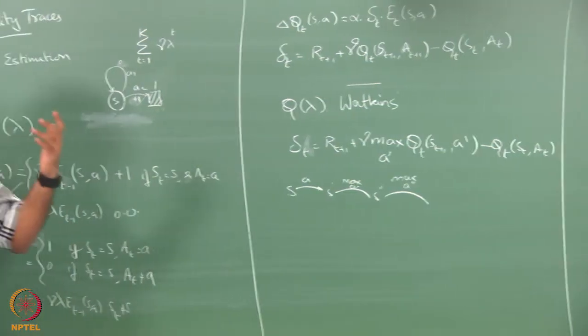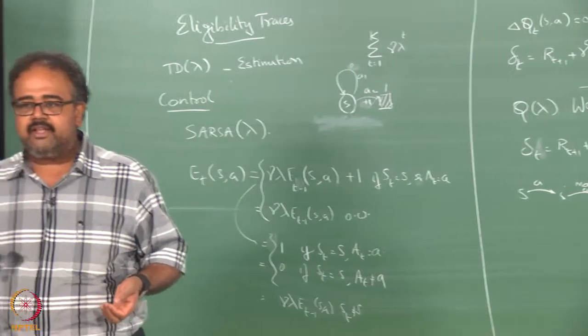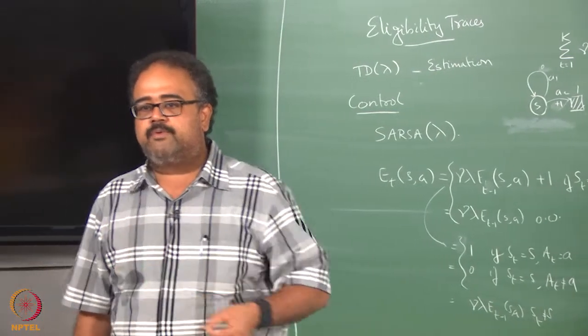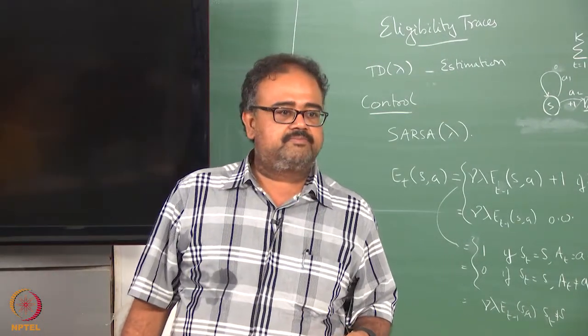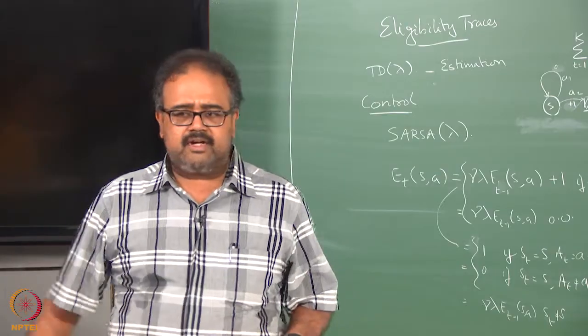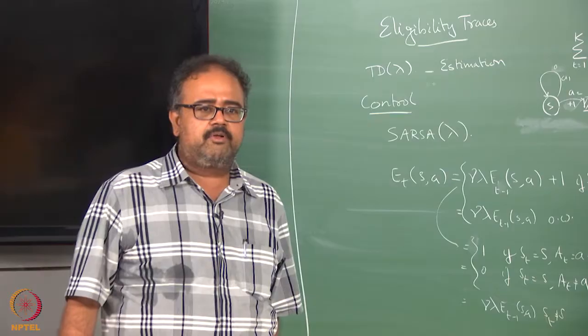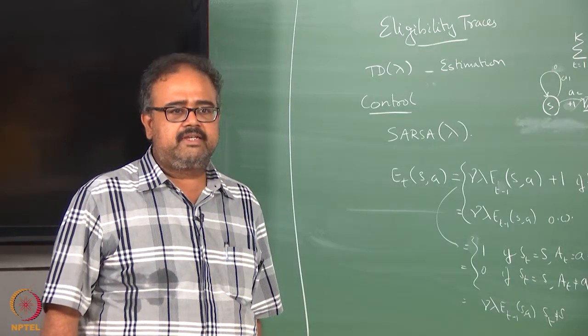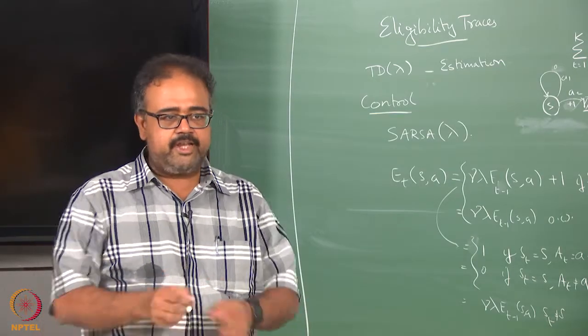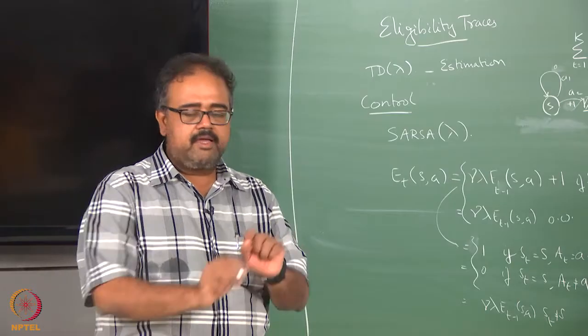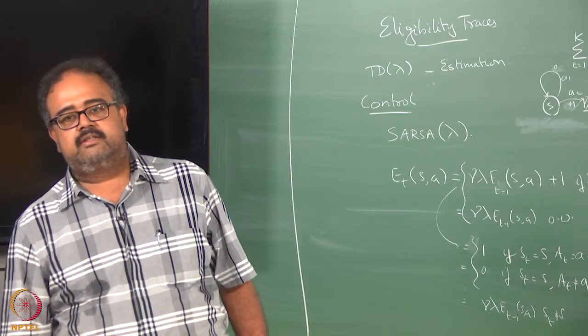Like Shiva pointed out, and like we know from the bandit times, we need to explore. If we do not explore, we will get stuck in something that is suboptimal. I can start with an arbitrary initialization of the Q values, but if I do not explore enough, I am going to get stuck in suboptimal policies. So I need to do exploration. How do I balance these two tensions?